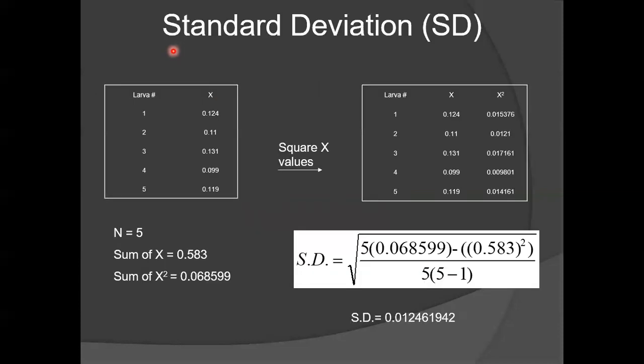An example here is our standard deviation of these two values. If our x values are here, we can calculate Σx and Σx² and plug them into this equation. n in this situation is 5 because we have 5 individual data points.